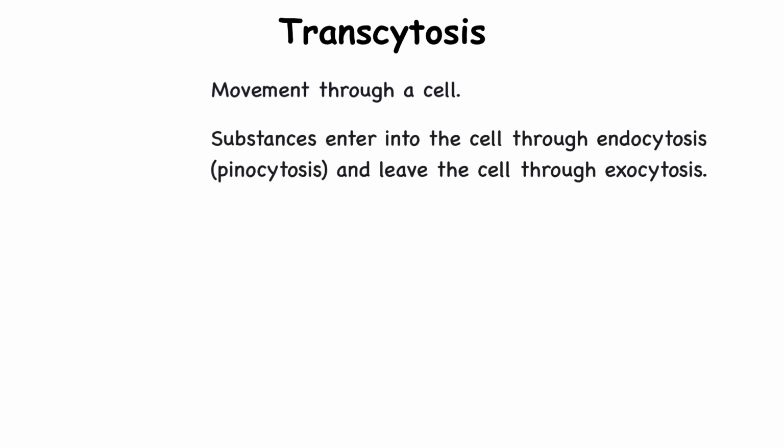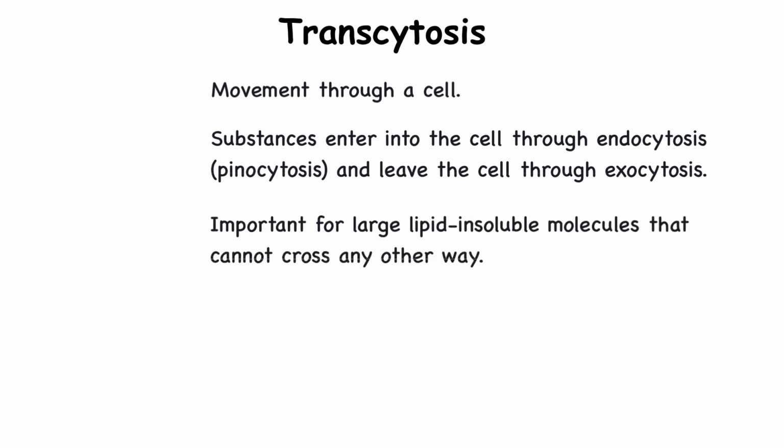Transcytosis is the movement through a cell. Now, this happens with substances that are in the blood plasma that become enclosed within pinocytotic vesicles that can enter into the endothelial cell by endocytosis and leave through the other side of the cell by exocytosis. This process is important mainly for large lipid-insoluble molecules that cannot cross capillary walls any other way. An example that would use transcytosis to get through would be insulin and some antibodies from mom to fetus.